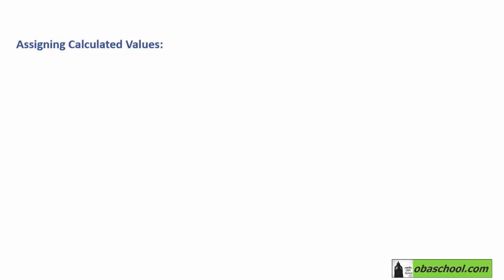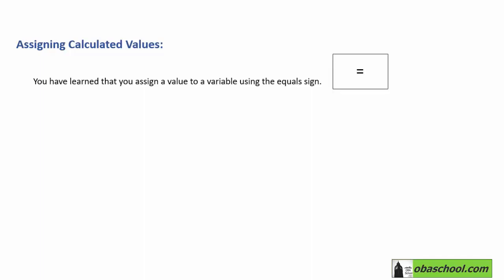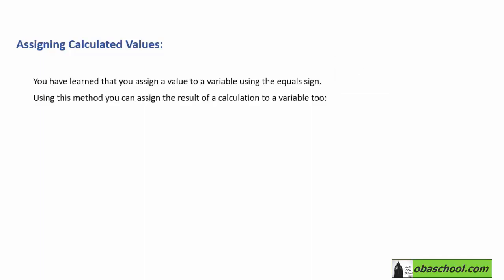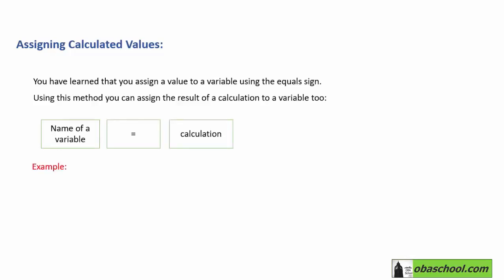Assigning calculated values. You have learned that you assign a value to a variable using the equal sign. Using this method, you can assign the result of a calculation to a variable too. Okay, let's see how. So we start with the name of a variable, and then we have the equal sign, and then we have the calculation. Let's see this example together.